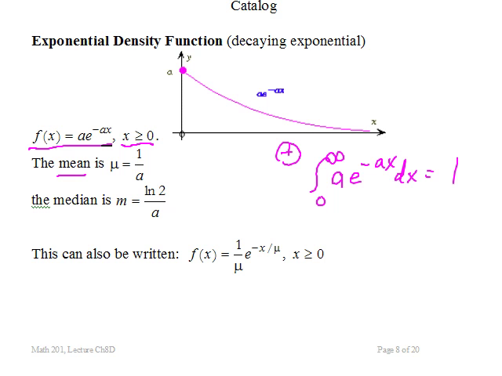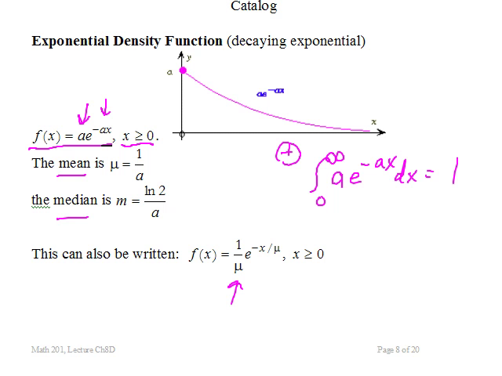And we need to know the mean and the median. The mean is 1 over a, being this coefficient here, and the median is the natural log of 2 over a. Sometimes this is rewritten as 1 over mu e to the minus x over mu. In that case, you can just read off the mean.